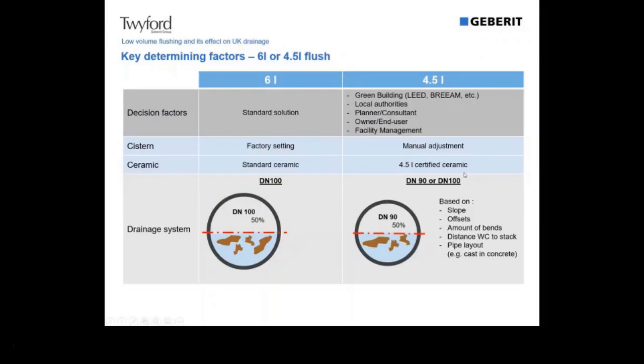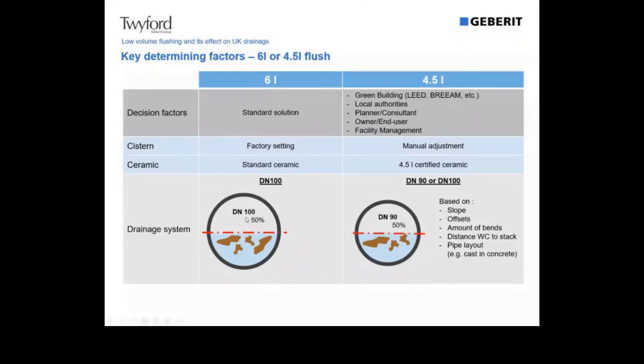It will have benefits from a point of view of BREEAM, and obviously it'll be benefits for local authorities because you're putting less water through the system. In terms of making the adjustment to the system, that can be done manually. And it will give us the correct amount of water with the correct amount of waste to allow that flush to happen.